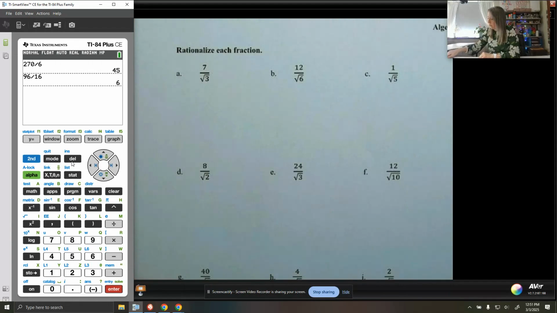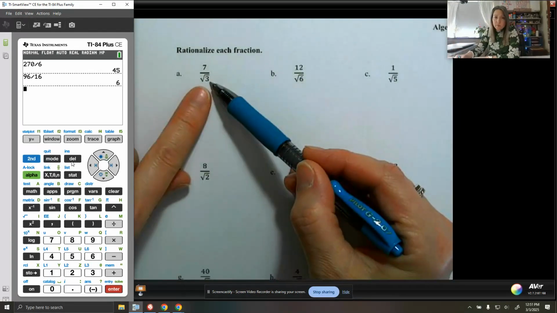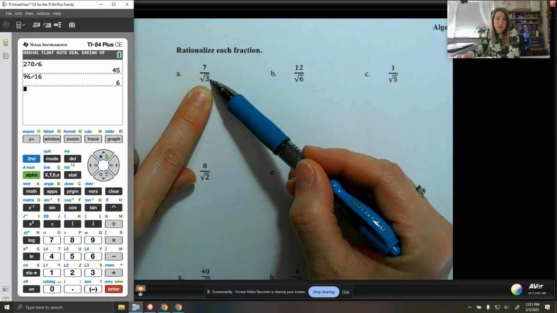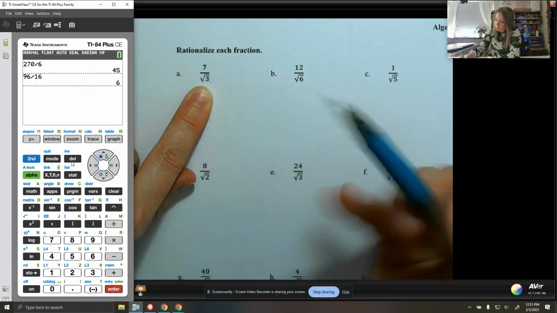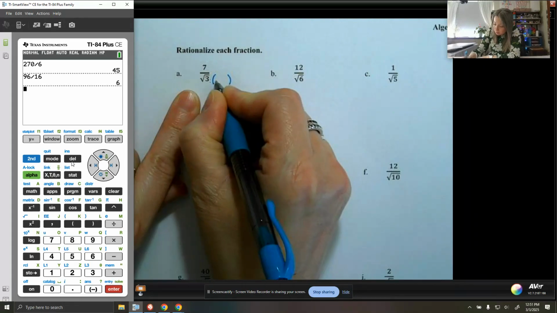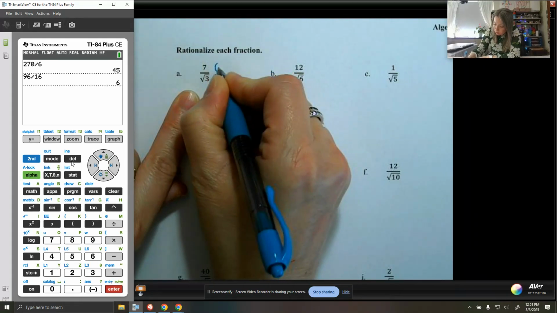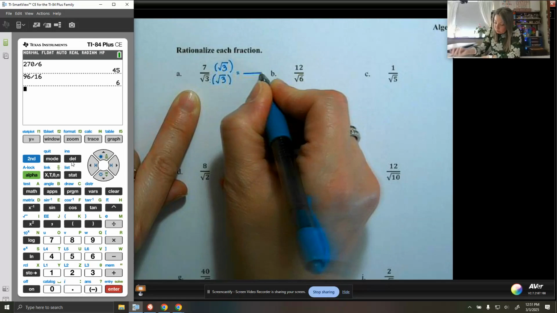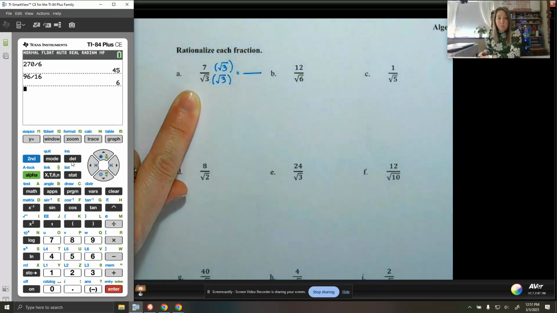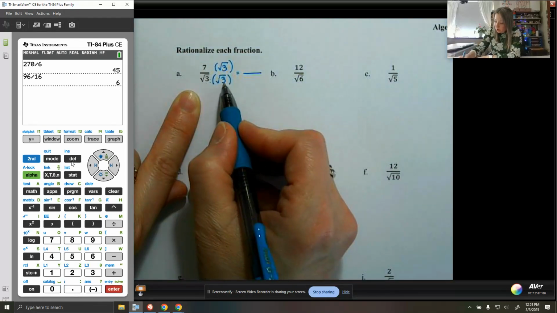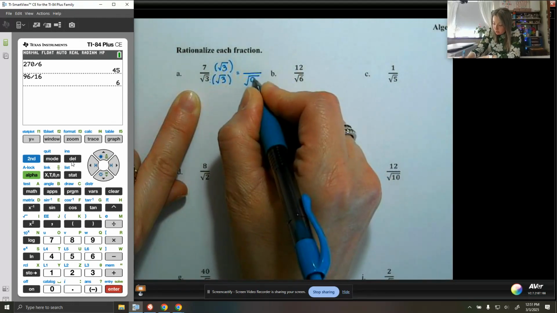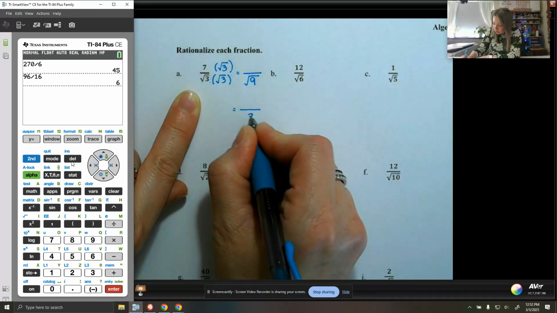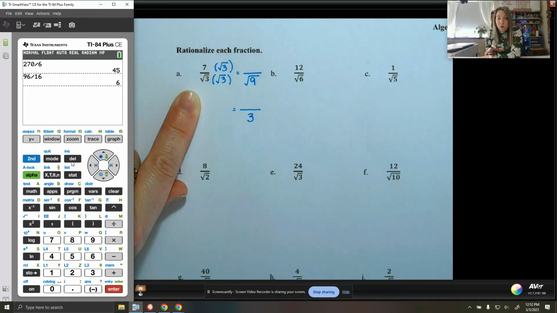So I've got rationalizing each fraction. No radical in my numerator, a radical 3 in my denominator. 3 is not a perfect square, so let's multiply top and bottom by radical 3. That's the only way to rationalize, or get it out of my denominator. Now, radical 3 times radical 3 is radical 9 in my denominator. We already know that the square root of 9 is 3, so there's my denominator coming out as a whole number.